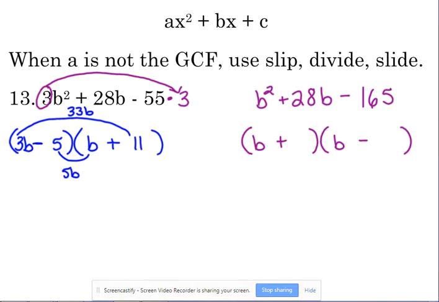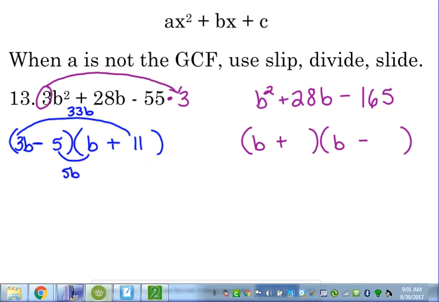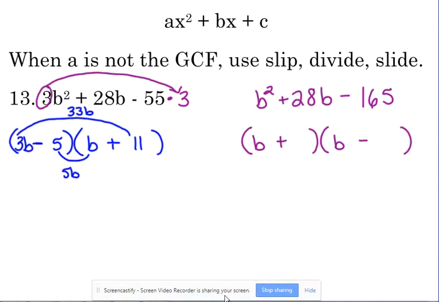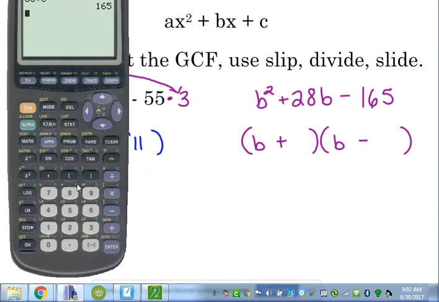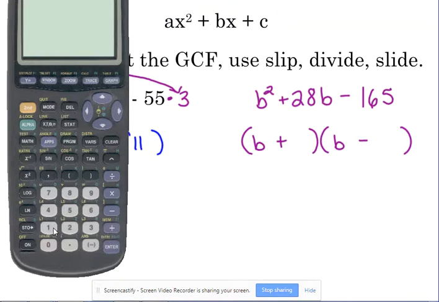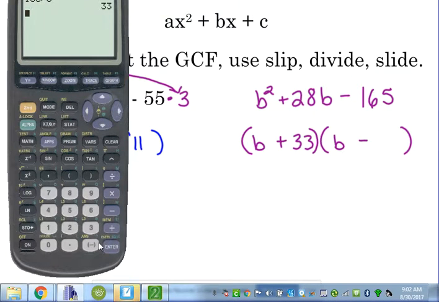Now I've just got to play with the factors of 165 that add to give me 28 when they have opposite signs. I'm going to have to use my calculator a little bit. I know it's divisible by 5. If it's divisible by 5, I get 33. If 33 is positive and 5 is negative, 33 minus 5 is 28.